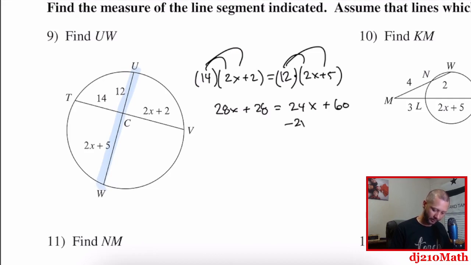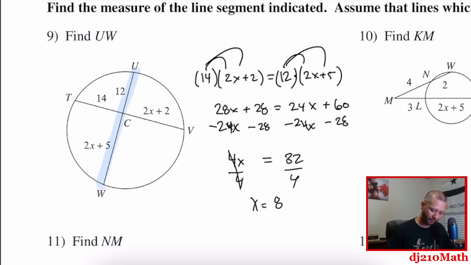Okay, just solving for x, so I'm moving x to one side, and then I'm moving the 28 to the other side. So this is going to be 4x, and this is going to be 60 minus 20 is 40, minus 8 is 32. Dividing both sides by 4, x is equal to 8. So x is equal to 8.